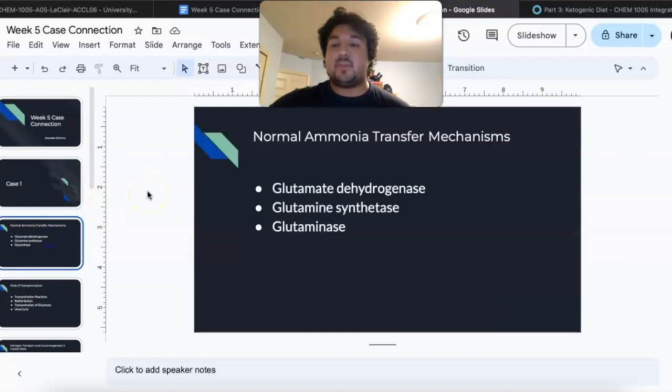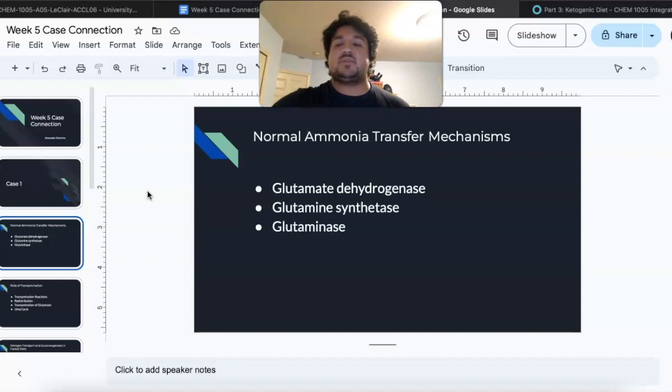In the body, ammonia is produced as a byproduct of protein metabolism. It is highly toxic, so the body has developed several mechanisms to safely transport and detoxify ammonia. One key mechanism involves the enzyme glutamate dehydrogenase, which converts ammonia and alpha ketoglutarate to glutamate. This reaction is reversible and helps in the assimilation and release of ammonia depending on the body's needs.